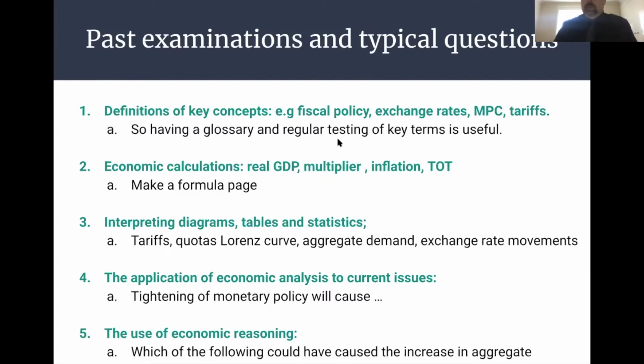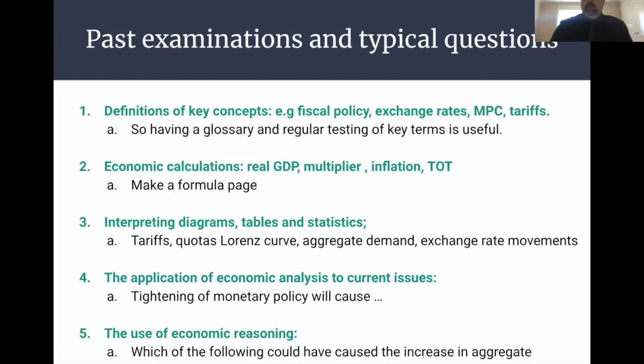Interpreting diagrams, tables and statistics. Well, these are the skills in economics. So there are definitely going to be questions around things like tariffs and interpreting tariffs, quotas, Lorenz curve, aggregate demand, exchange rate movements. Look through past papers and you'll see plenty of those questions.